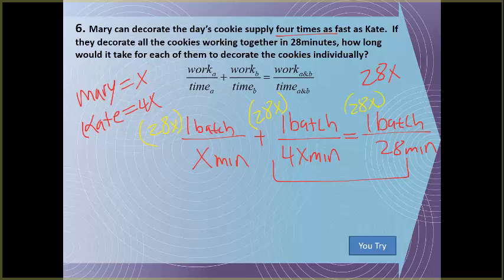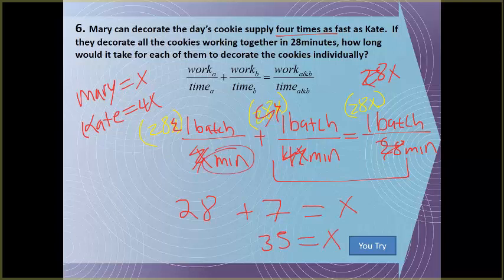The LCM is always the easiest way, but if you're one of those who just want to get through this, multiply the numbers that you see, and you'll get ones that work. You just have to make sure you divide the bigger numbers. So these go away. You're left with 28 plus 7 equals x. So you have 35 is x. Now what is the 35? Well, it's minutes. So that means Mary can do it in 35 minutes. And Kate is 4 times that, which is 140 minutes. And that is it. That is the work problems that you're going to be doing.